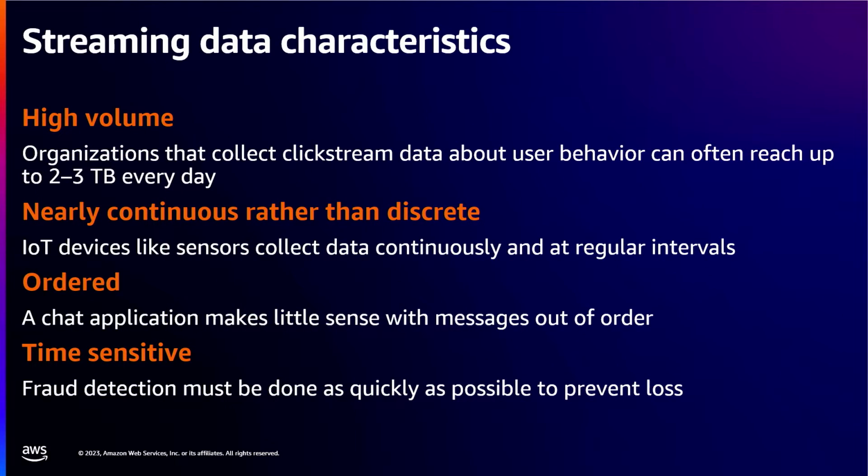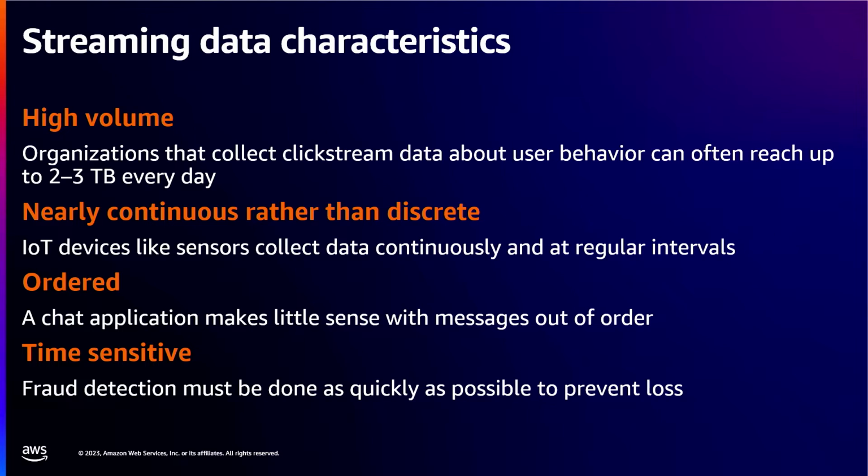And so if we think about some of the characteristics of streaming data, well, high volume, organizations collecting clickstream data, this can be a huge amount of data. Log data can be huge as well. IoT data can be enormous. It's nearly continuous rather than discrete, and this is the distinction between a batch, where you're processing a huge chunk of information. Streaming data is normally continuous. IoT devices connecting data continuously and then at regular intervals. That's one of the characteristics.